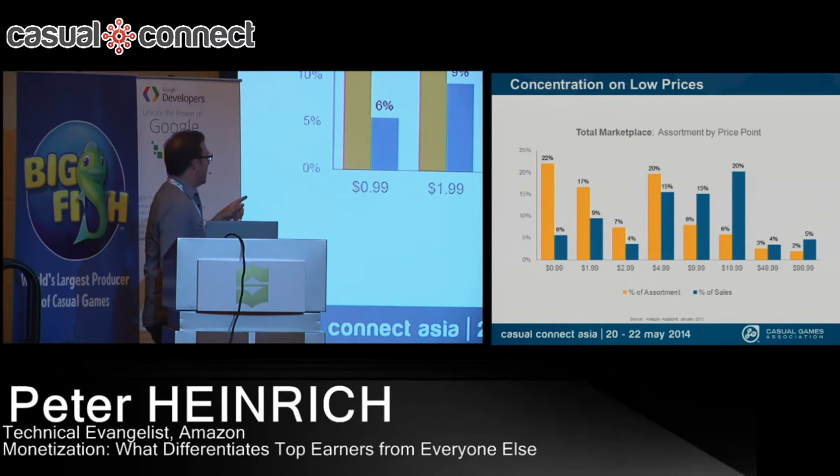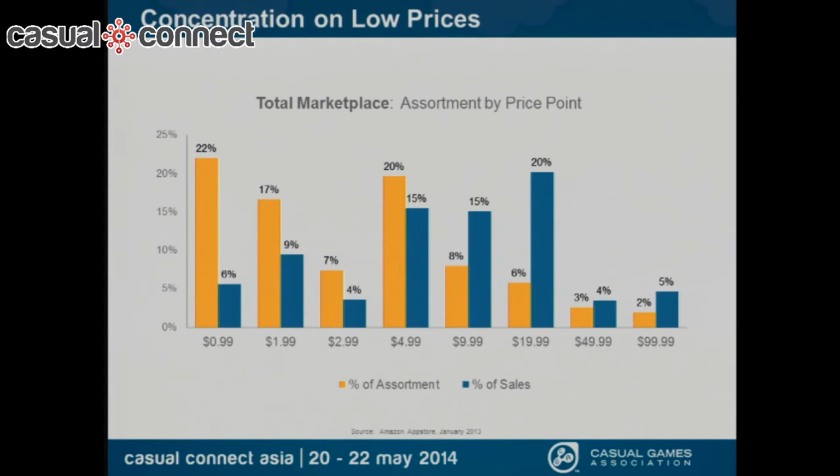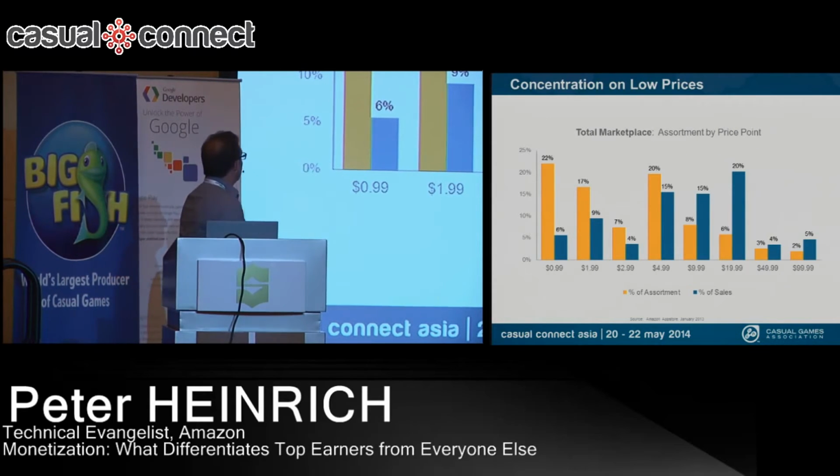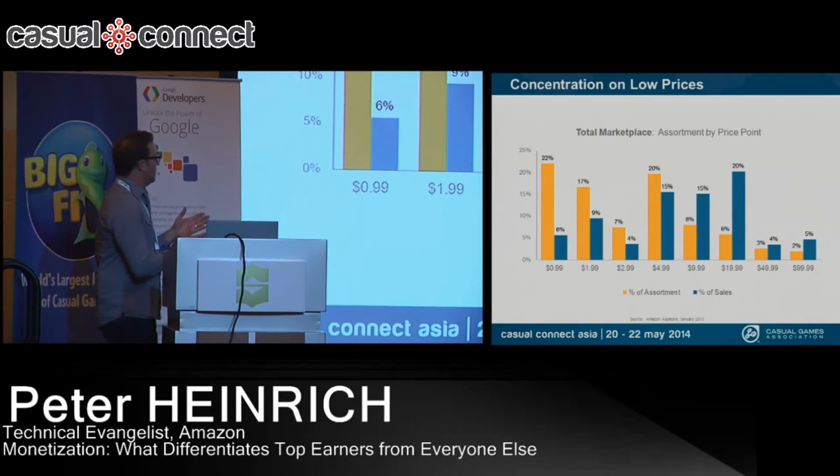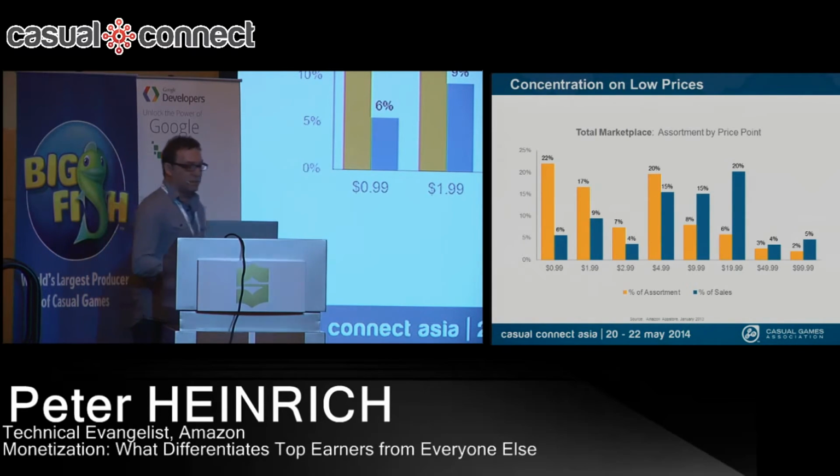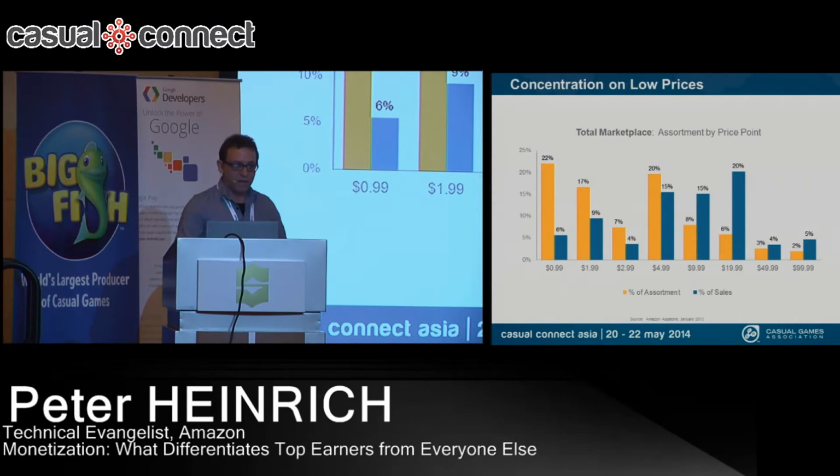Now, why this graph is interesting to me is because the blue bars represent the actual contribution toward total revenue of each of these price points. And even though a fifth of all items are 99 cents, they only account for 6% of total revenue. Whereas the $19.99 items only account for 6% of the catalog, but they actually contribute 20% of the total revenue. So this is for all applications, regardless of whether they're in the top 50 or not. We actually factored out the top 50 so we could look at them separately.